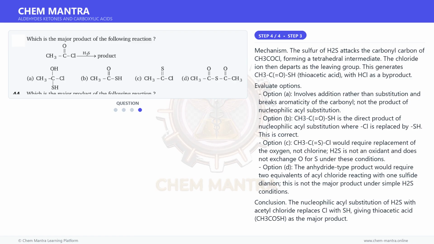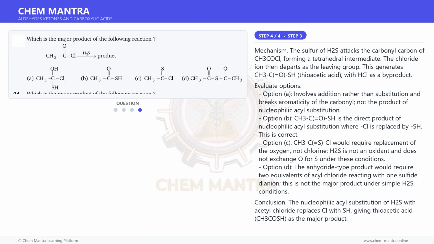Evaluate options. Option A involves addition rather than substitution and breaks aromaticity of the carbonyl, not the product of nucleophilic acyl substitution. Option B, CH3C=O SH, is the direct product of nucleophilic acyl substitution where Cl is replaced by SH. This is correct.